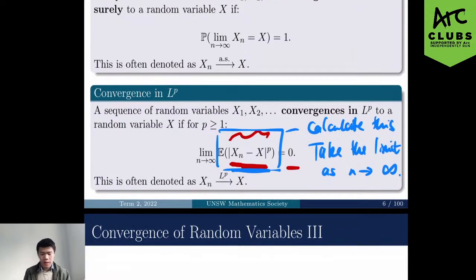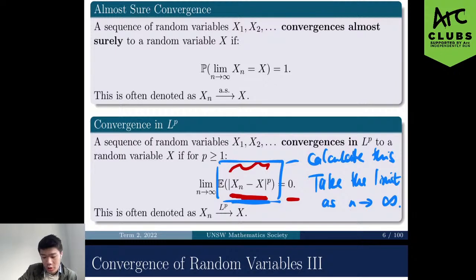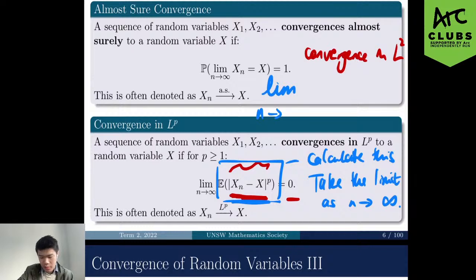Right? And for example, if p is a specific number, one thing that people say a lot is convergence in L2. Well, that's actually just a special case of this, where p is equal to 2. So we say that the limit, as n approaches infinity, of the expectation of Xn minus X, squared, is equal to 0.